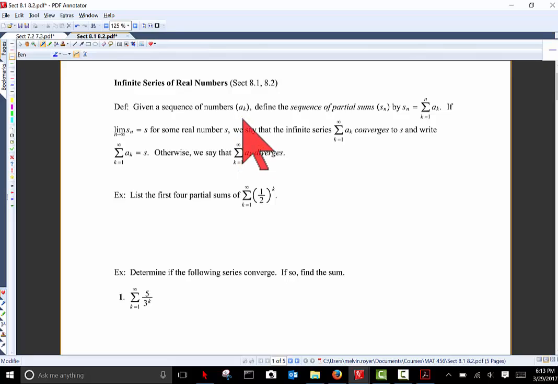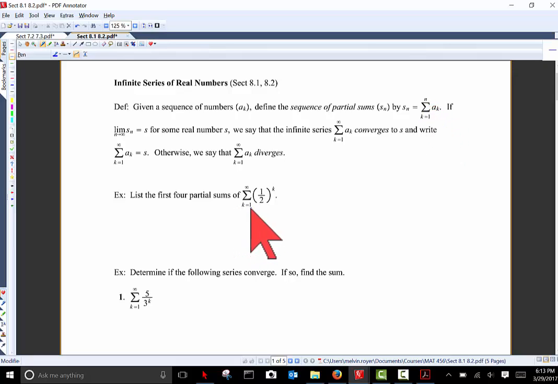If we have a sequence of real numbers a_k, we can define what's called the sequence of partial sums by starting at the beginning, and for each sequence term, say the nth sequence term, I just add up the first n terms of the sequence a_k.